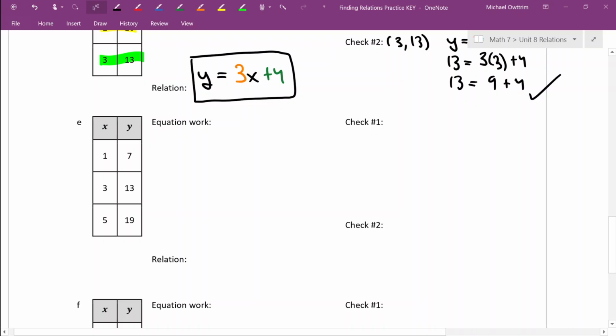In question E, again, we need to do some work here to figure out our starting value. We're also going to need to do some work dealing with our changes. So if we look at the current changes we have in our table, our x's are going up by 2 when our y's go up by 6. And so we want to figure out what the change is for a 1 change in x.